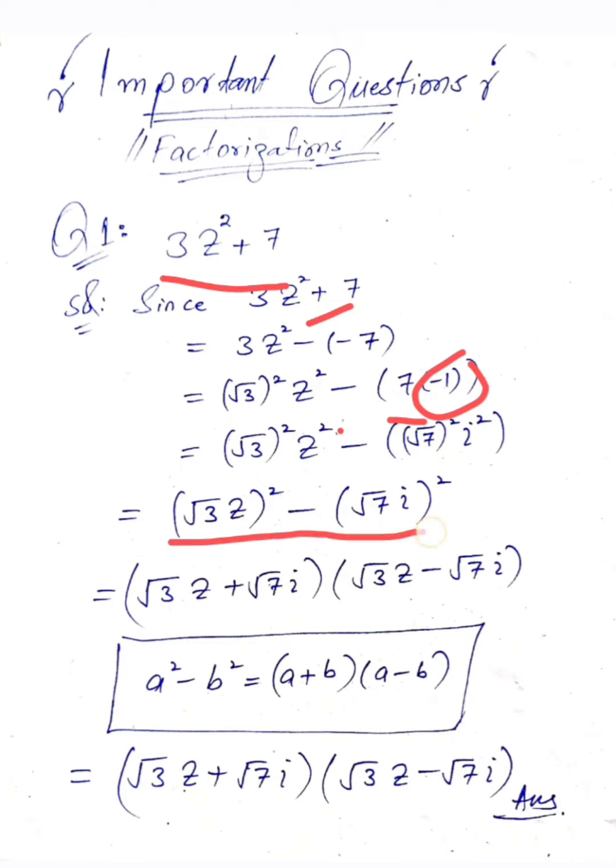So you see that here we easily apply the a square minus b square formula. So a square minus b square is equal to a plus b into a minus b. So here square root of 3 into z plus square root of 7 into iota, into square root of 3 z minus square root of 7 iota. So here we easily factorize 3z square plus 7 into these two factors. So here the first question is complete.